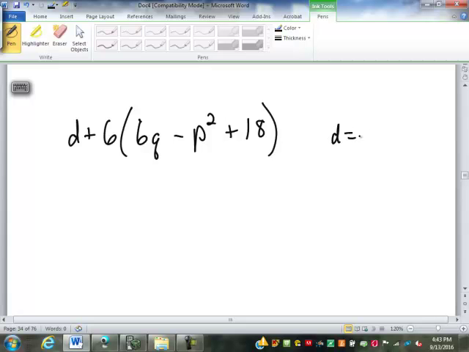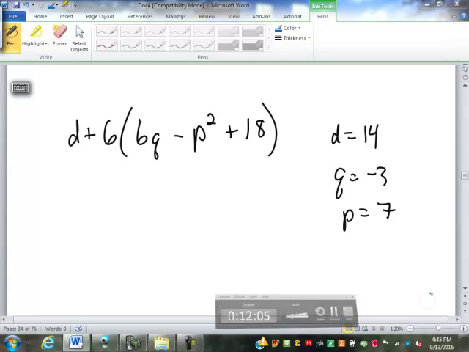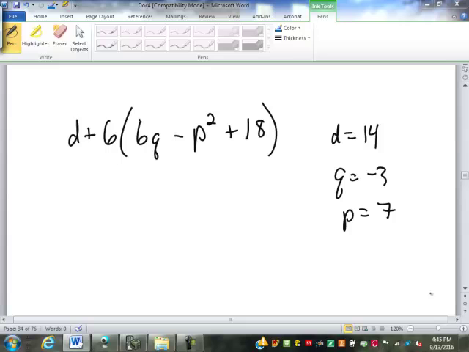For d equals 14, q equals negative 3, and p equals 7. Give that one a shot in your notes, see what you come up with. So we put the numbers in here. We'll put in 14 for d, 6 times, in parentheses, 6 times q, so it's 6 times negative 3.